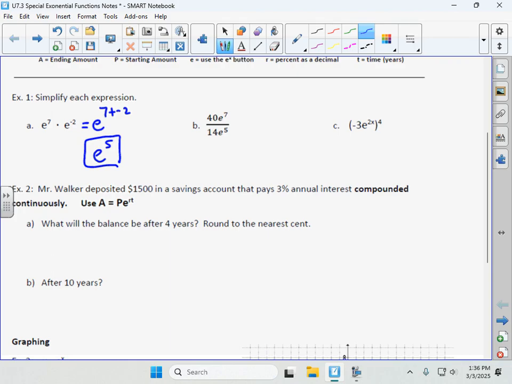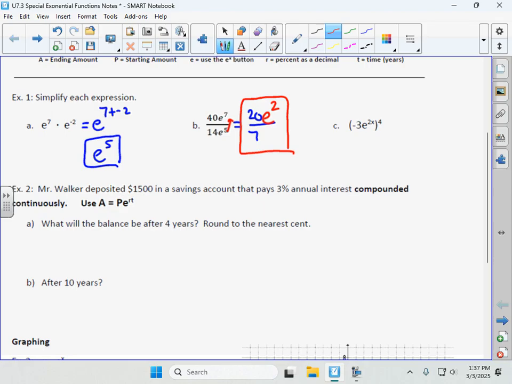For part b, we're dividing, so we're going to simplify fractions first. 40 over 14, we can divide by 2, and so that's going to be 20 over 7. Then we have e to the 7 over e to the 5th. Since we're dividing, we can subtract the exponents. We want to bring the smaller to the bigger, so we bring the 5 up, and we get e to the 7 minus 5, or e to the 2nd power. So it's 20e to the 2nd over 7.